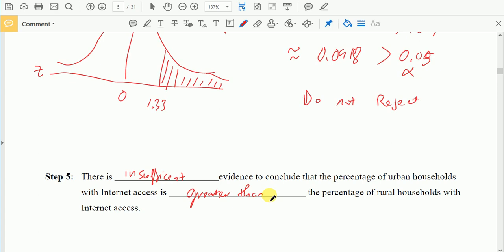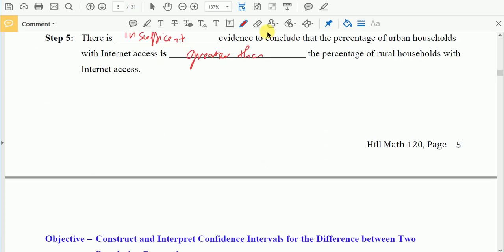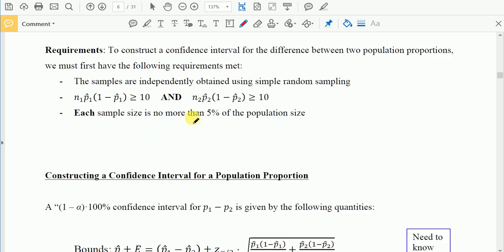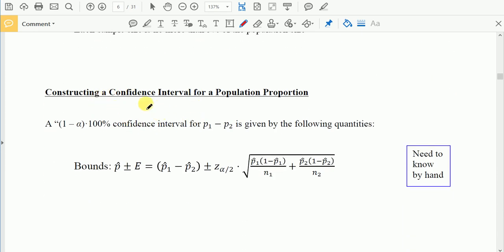Okay, so let's move to the next example. This one, we also construct and interpret the confidence intervals for the difference between the two population proportions. Okay, so here we will talk more about the confidence interval. So we come back to the concept we learned from chapter 7. So again, they must follow the two requirements here, bigger than 10. We already did that above.